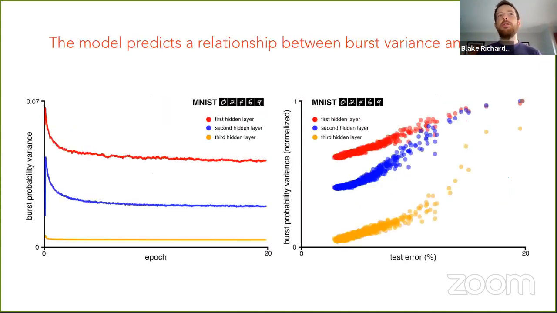Another prediction of the model is that there should be a relationship between burst variance and error. So if you measure the bursts across a population and you correlate the variance, so not the amount of bursts, but literally how much the bursts are changing across trials within your neurons, then there should be a correlation between that burst variance and the error that the system is achieving, with higher burst variance corresponding to periods where there is higher error for the system.